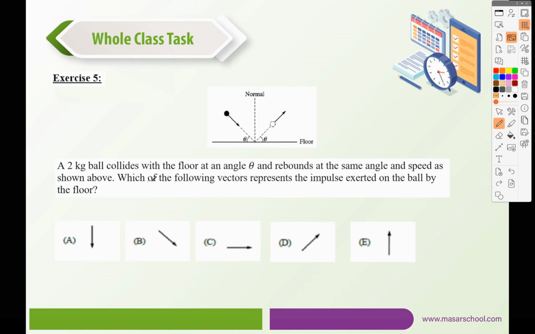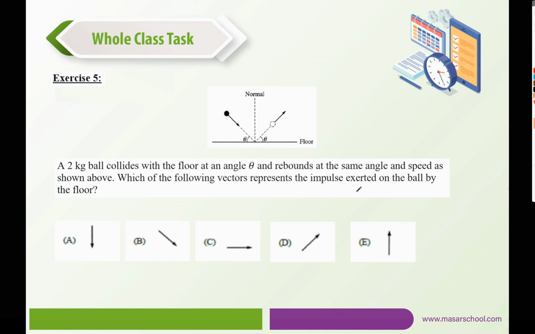Now a 2 kg ball collides with the floor at an angle theta and rebounds at the same angle and the same speed as shown above. So this velocity vector is the same as that. Speed and direction are the same. Which of the following vectors best represents the impulse exerted on the ball by the floor?